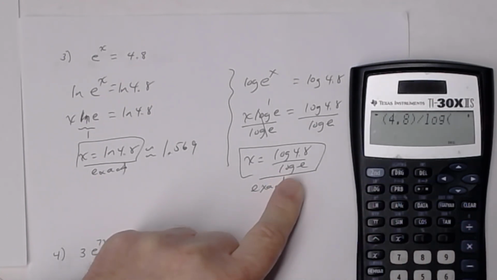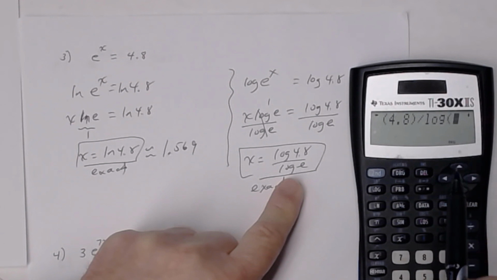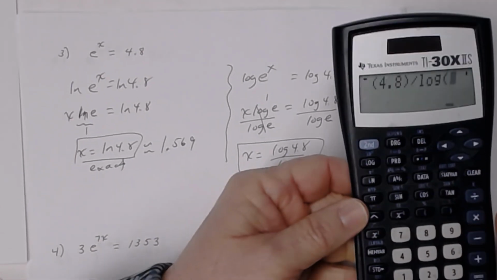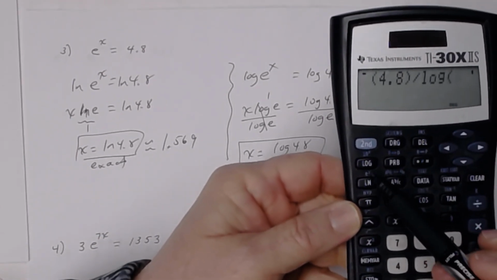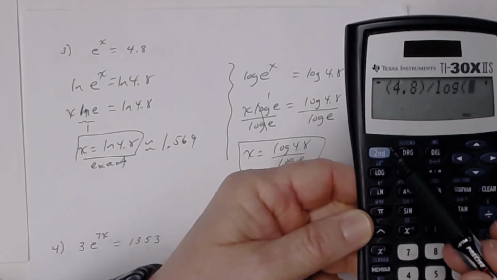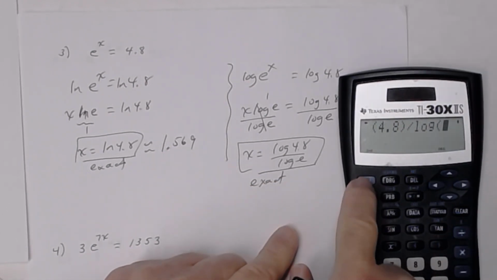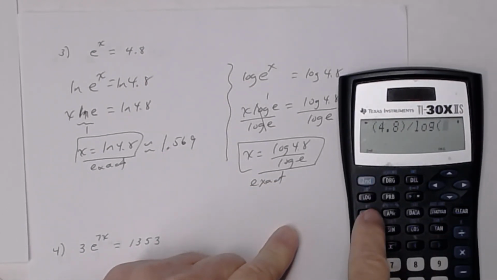Now I've got to get that e. So remember, to get this argument to be just e, you're going to use your e to the x button right here. That's right above the ln button. To get to that, you're going to press second, e to the x.